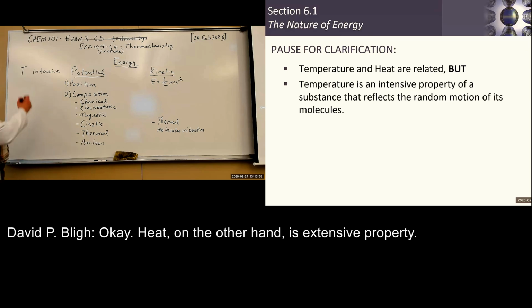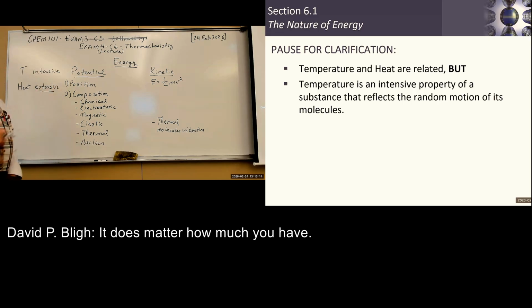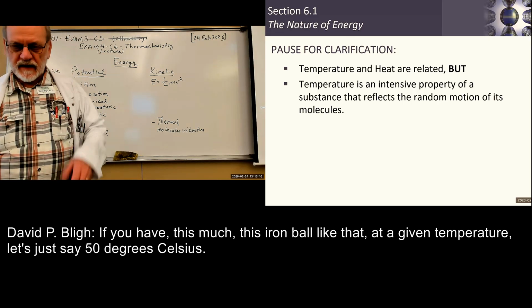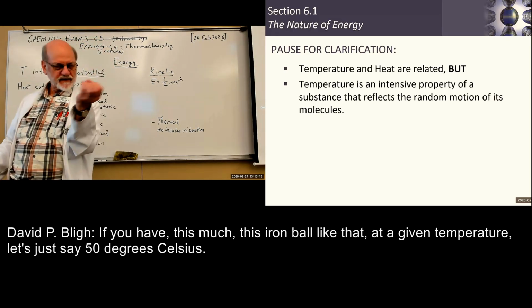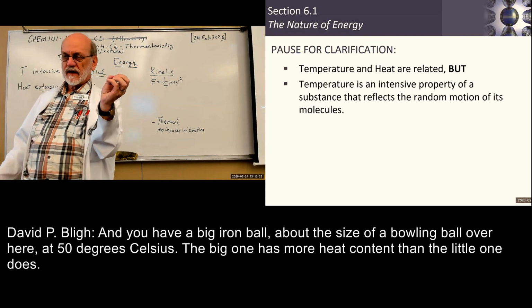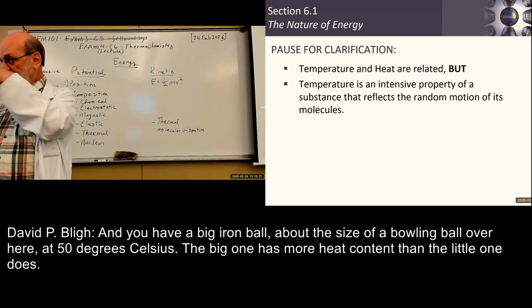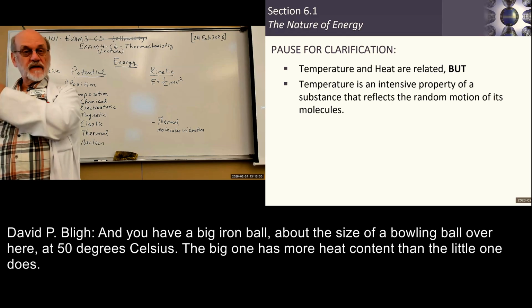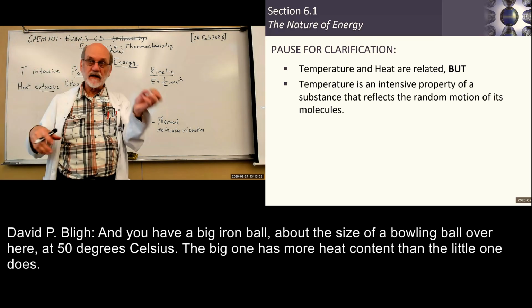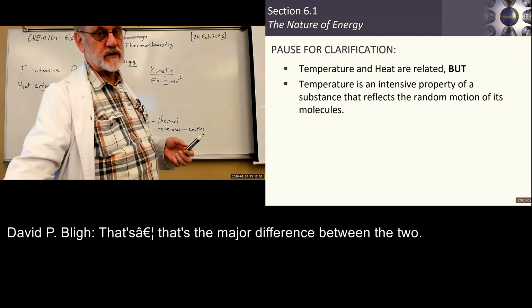Okay. Heat, on the other hand, is an extensive property. It does matter how much you have. If you have this iron ball like that at a given temperature, let's just say 50 degrees Celsius, and you have a big iron ball about the size of a bowling ball over here at 50 degrees Celsius, the big one has more heat content than the little one does. That's the major difference between the two.